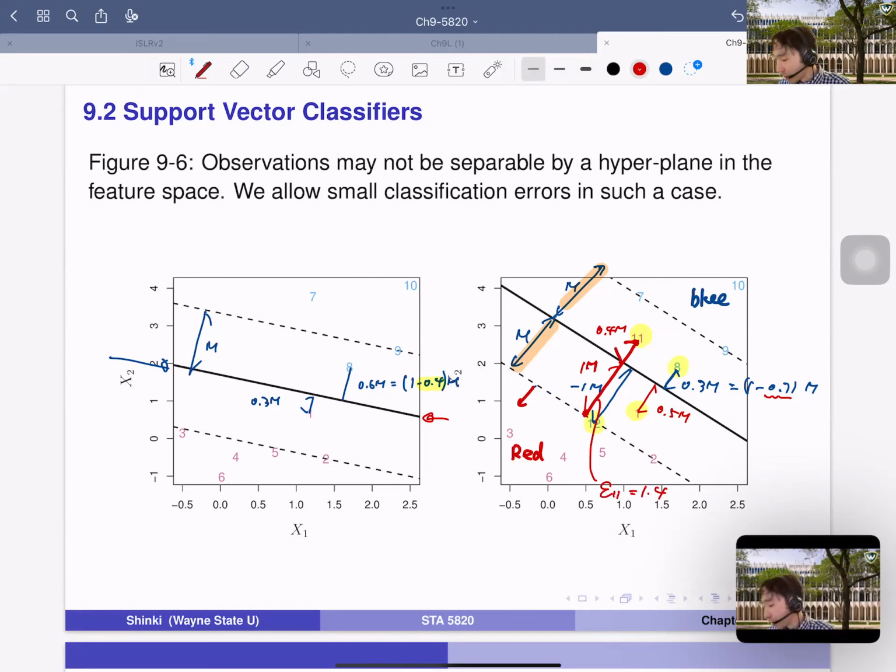And for other observations, we can do it in the same way. For example, this blue observation violates this amount. If this is 0.3 m, then this is 0.7 m. So epsilon 8 is equal to 0.7. I think I may have made a wrong explanation on this. So based on this, you can solve the question.